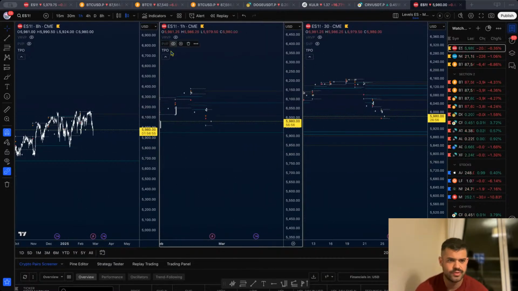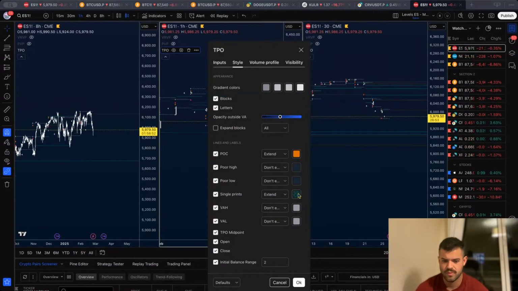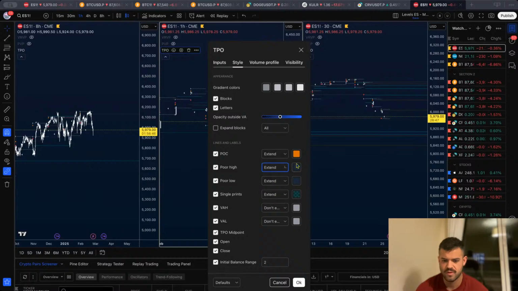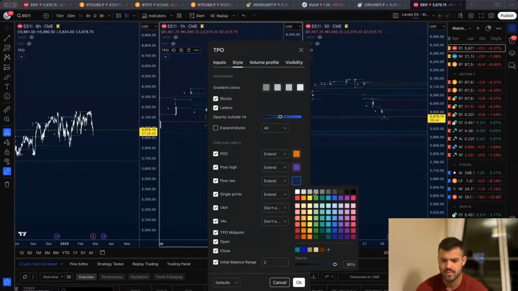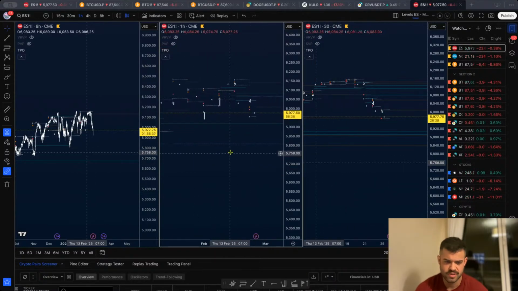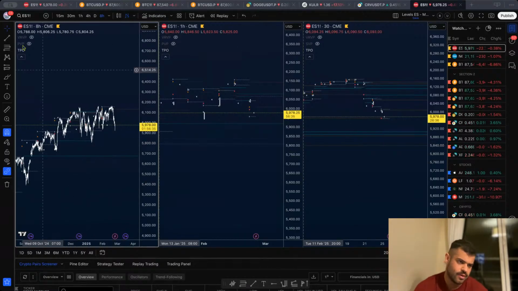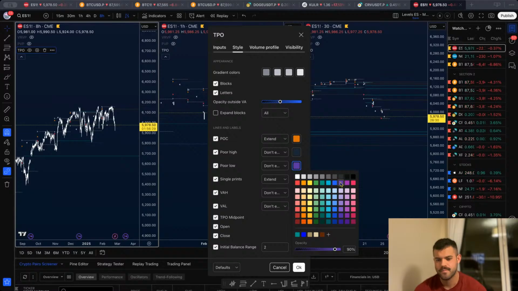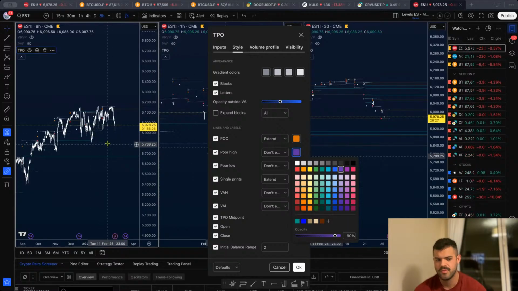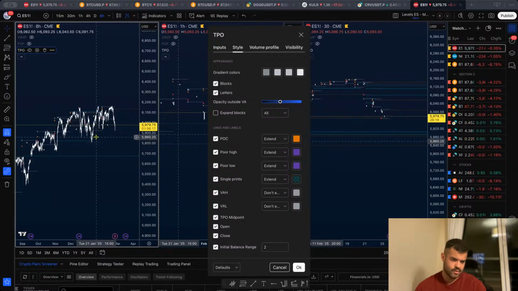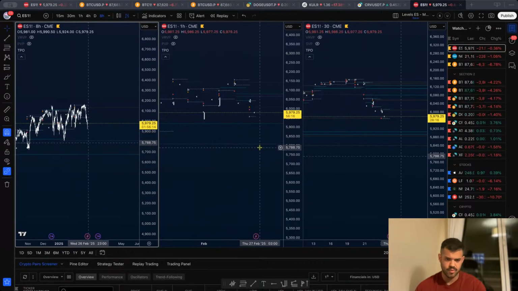Any poor lows? Extend, extend, purple, purple. Poor lows, poor highs. There's one poor low there. And on the monthly, purple, purple. Extend, extend. So you've got one poor low here, one poor low there.